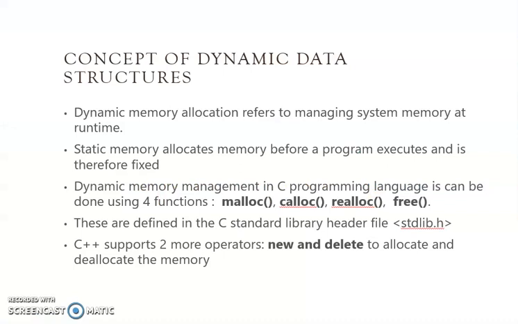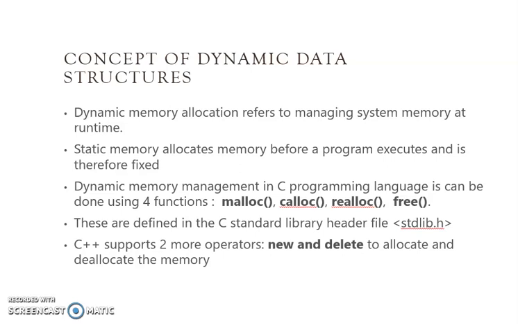So basically we can start with the concept of dynamic data structure. In dynamic memory allocation, you are allocating memory to different resources only at runtime, that means after your program is executing. Whenever the variables require space, you are allocating the space at that time. But what static memory does is that even before the program execution, while initialization, you are allocating the space and that space is fixed.